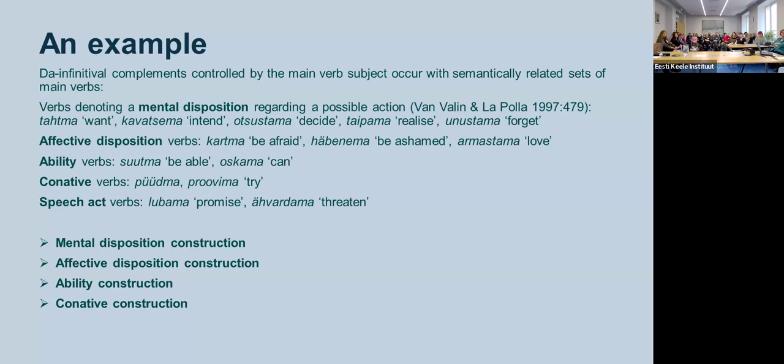And finally, there are a few speech act verbs, again related to the previous groups in the sense that they communicate this disposition to an addressee, verbs like promise and threaten.